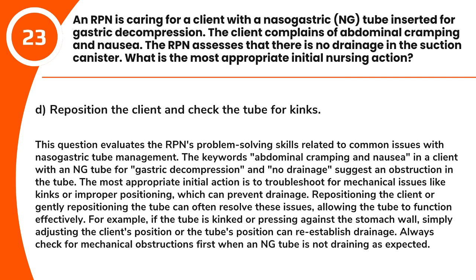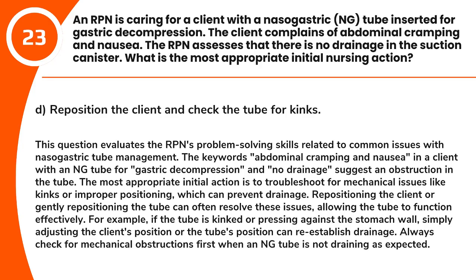Answer: D. Reposition the client and check the tube for kinks. This question evaluates the RPN's problem-solving skills related to common issues with nasogastric tube management. The keywords abdominal cramping and nausea in a client with an NG tube for gastric decompression and no drainage suggest an obstruction in the tube. The most appropriate initial action is to troubleshoot for mechanical issues like kinks or improper positioning, which can prevent drainage.